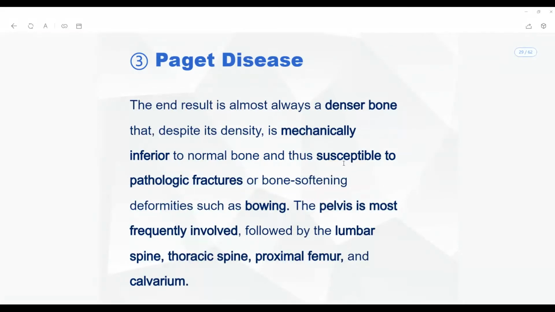And since it is mechanically inferior to the other parts of the bone, that's the reason there will be susceptible pathological fractures, right? Which will eventually lead to a condition called bone softening, which is called bowing. Okay, bowing of the bones is a characteristic feature of Paget's disease. And here the pelvis is the one most frequently involved, followed by the lumbar, thoracic, and the proximal femur, along with the calvarium.